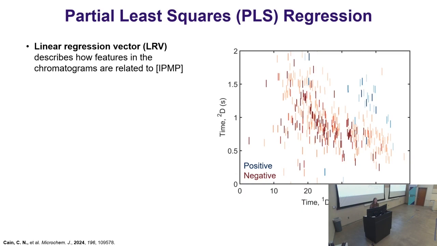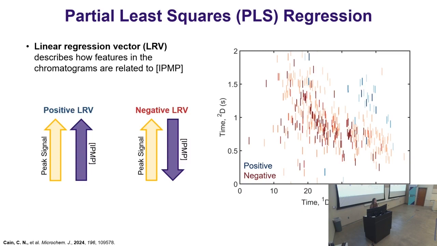So like I said, this describes how features in the chromatograms are related to IPMP. So if you see a box that is highlighted in a blue color, that means that it has a positive linear regression vector loading. So as that peak signal increases, so does the concentration of IPMP. Meanwhile, if you see a box highlighted in a red color, that means that that analyte has a negative linear regression vector. So therefore, when that peak signal increases, we're actually seeing a decrease in the IPMP concentration.